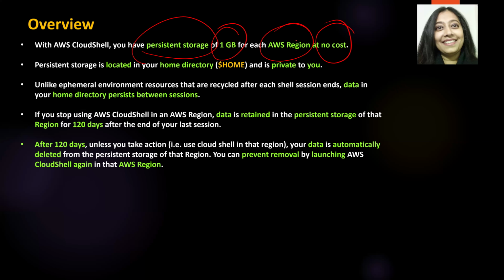This particular persistent storage is located in your home directory, right? So $home. And most importantly, it is private to you. That is the key. This storage is available to you at no cost per region, 1 GB per region, and it is private to you. So that means you can store some data over here. Let's say maybe some commands, maybe some files, some information that you use on a regular basis.